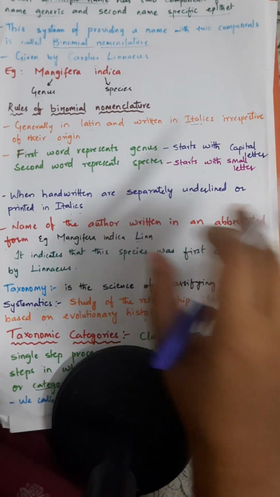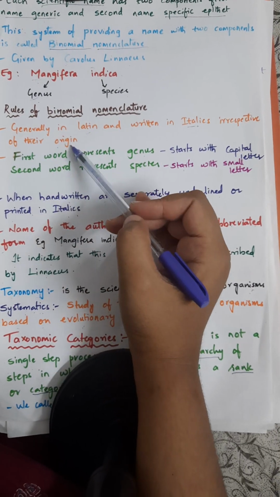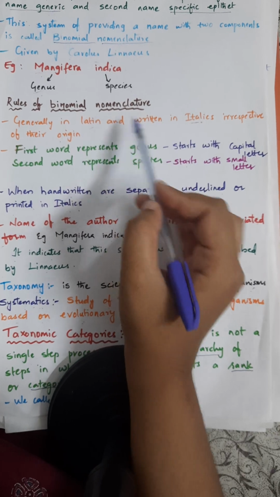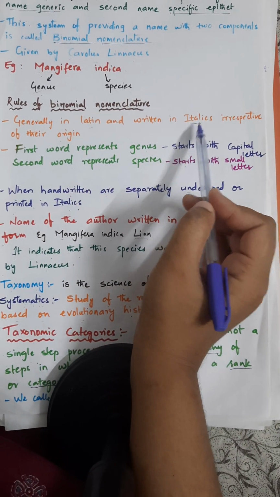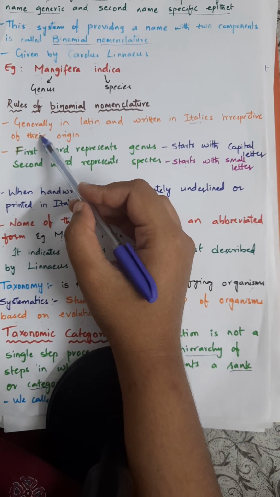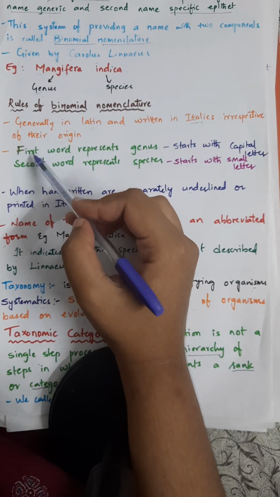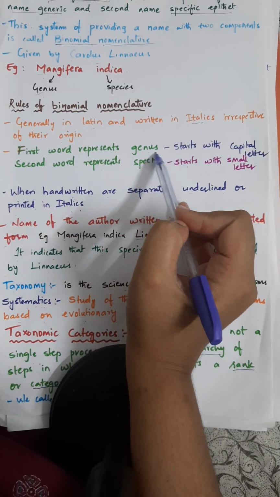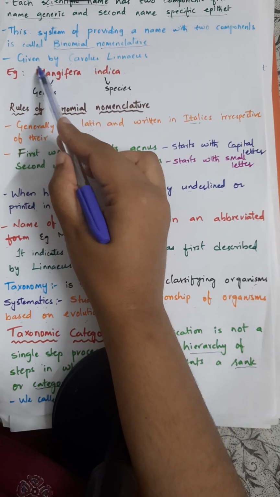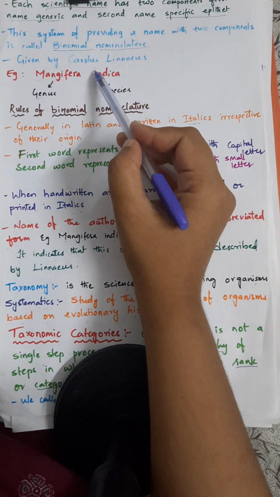What are these? Let us discuss. Generally in Latin and written in italics irrespective of their origin. Generally the scientific name should be written in the Latin language and in italics irrespective of their origin. Maybe it originated anywhere in the world, but it should be written in Latin and italics only. The first word represents the genus name and it starts with a capital letter, and the second word represents the species name and it starts with a small letter.